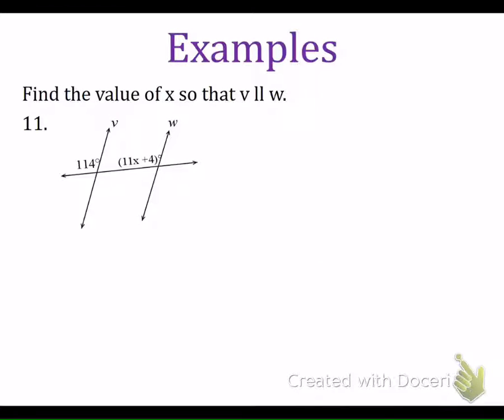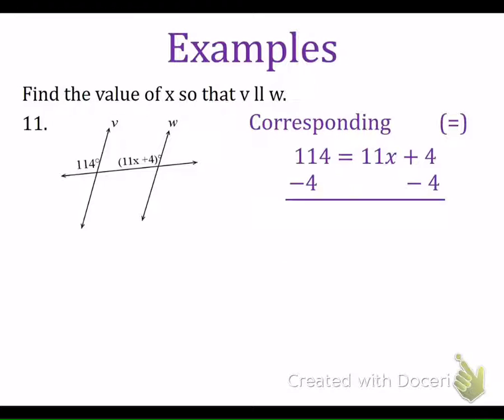Corresponding. So if I want to show that the lines are parallel, the corresponding angles need to be equal to each other. So I'm going to do 11x plus 4 equals 114, or the way it's written on the board, 114 equals 11x plus 4. And then you solve for x, it's going to be 10. This is a pretty easy one to do in your head.